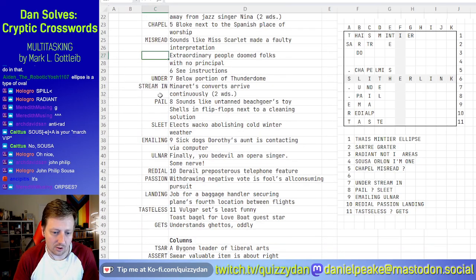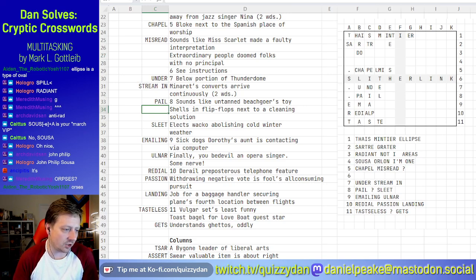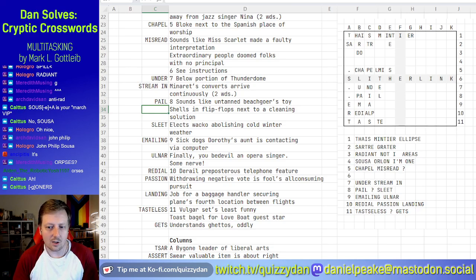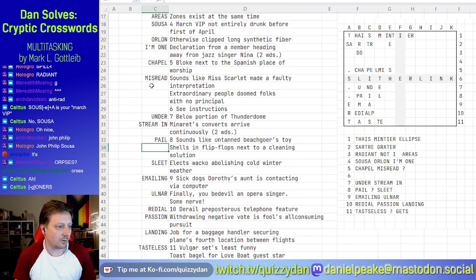Scroll down to 8. Shells in flip-flops next to a cleaning solution. Shells. I mean, all I can think of is conches. Shells in flip-flops. So is there an anagram going on here? Do we have an 8 for this one? Goners and then owners. Okay.